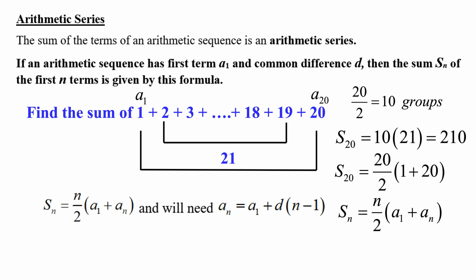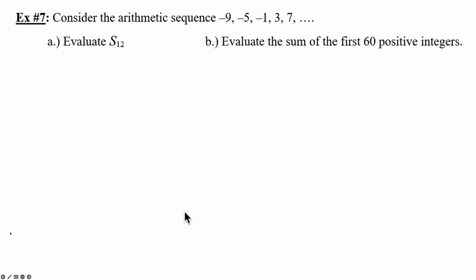All right, so let's practice this. Here's an arithmetic sequence: -9, -5, -1, 3, and 7. Evaluate the partial sum, which means the sum of the first 12 terms. So I need a sub 1, n, and the d. Nope, not the d, excuse me, the last term. I'll use the d to find the last term. So 12 terms, I have the first term, need to find a sub 12.